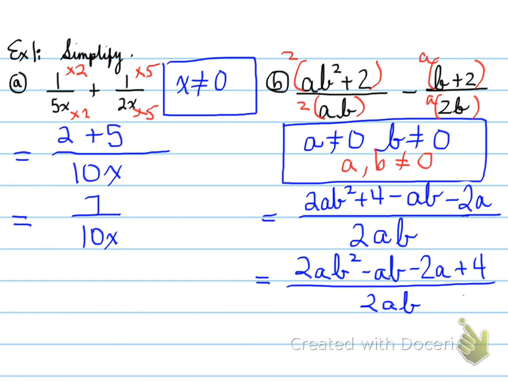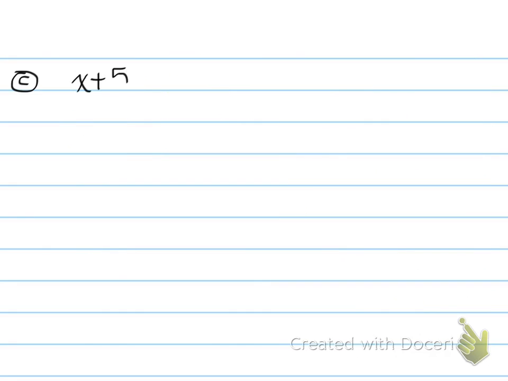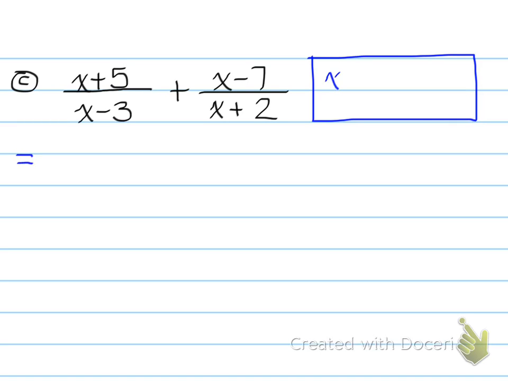All right, moving forwards, part C. Let's go a little bit tougher here. This time we have polynomials in the denominator. What do we do now? Well, find a common denominator, and we can even state our restrictions. We can state our restrictions because the denominators are x minus 3 and x plus 2.